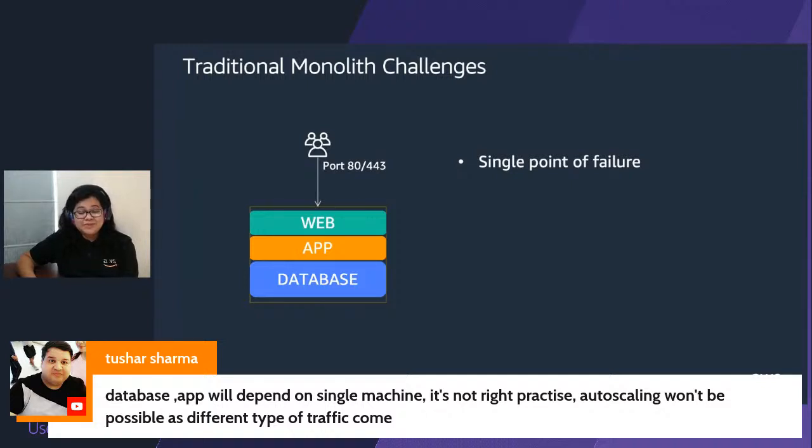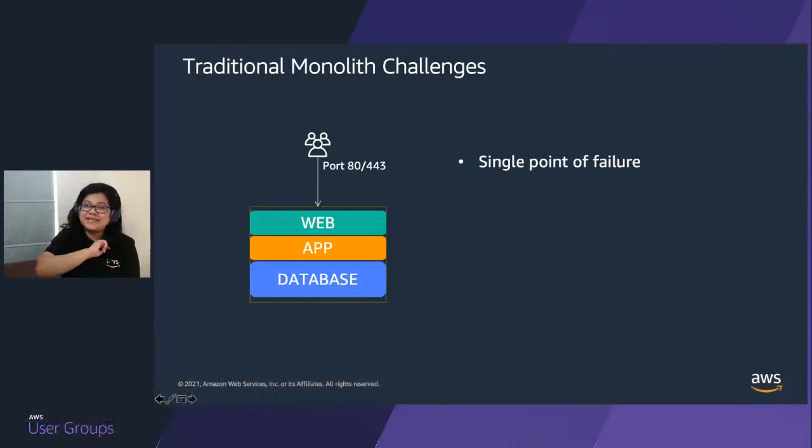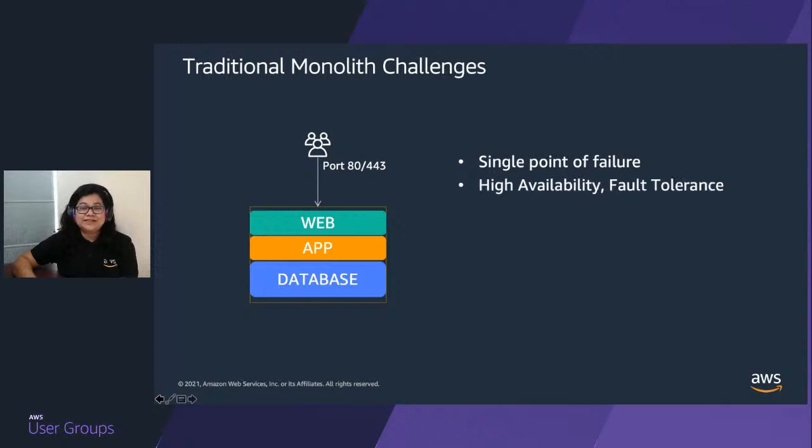Auto scaling won't be possible as different types of traffic come. Exactly, yesterday you had your auto scaling session, I remember. So definitely good pointers here. There are issues with high availability. There are issues with fault tolerance. What happens if this thing fails? How is your system fault tolerant? What happens when that problem occurs?